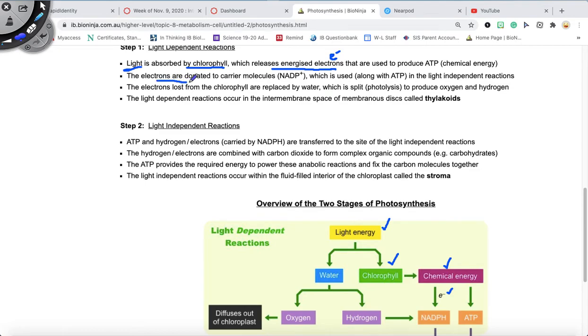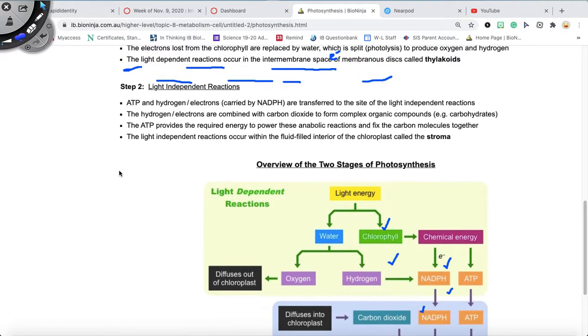These electrons are donated to carrier molecules. So NADP plus is the carrier molecule in photosynthesis. NADP plus gets reduced to NADPH when it picks up that energized electron. And also this chemical energy can be stored in the form of ATP. So then that means that ADP gets phosphorylated and you form the molecule of ATP alongside.